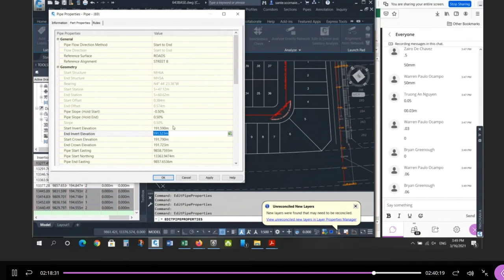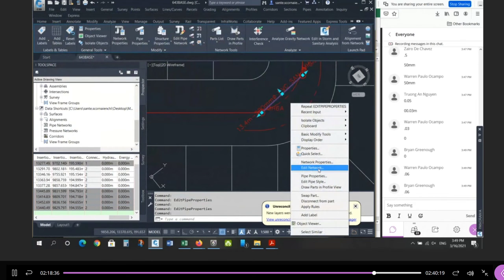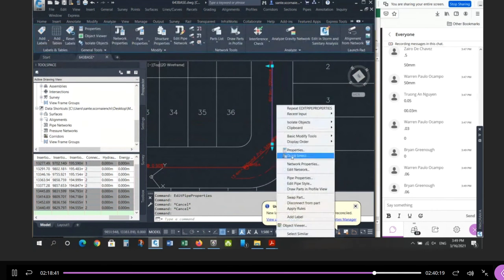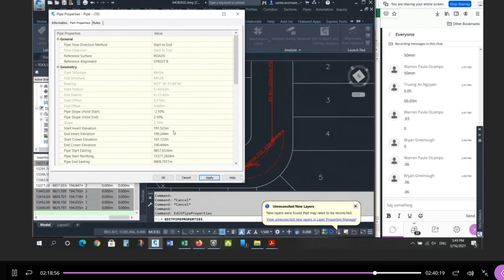Control copy, say OK, go to that little pipe, right click, network. Oh, that's what I did. Go to the next one. Go to this one. Pipe properties. Paste into the start. Calculate. What's the drop here? It's going to be the same. So I'm going to take 52, subtract 6, is 46, right? 52 subtract 6 is 46. Apply.